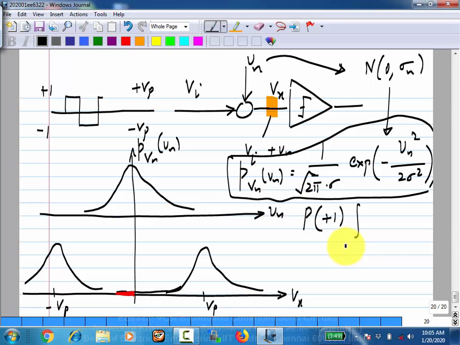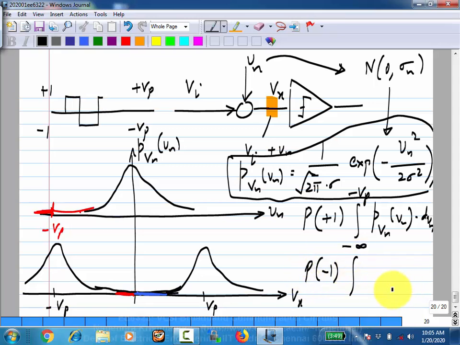So what is that area actually? This is the integral from minus infinity to minus Vp. Okay. So basically this area is essentially this area here, right? The area to the left of minus Vp. So minus infinity to minus Vp, whatever the density function you have. Okay. And then similarly, you could be sending a -1, but then it can cross over to the positive side with this probability. And how much is that? From Vp to infinity.